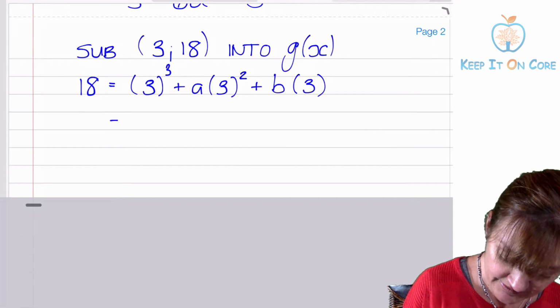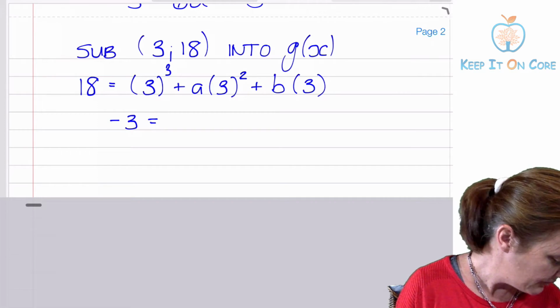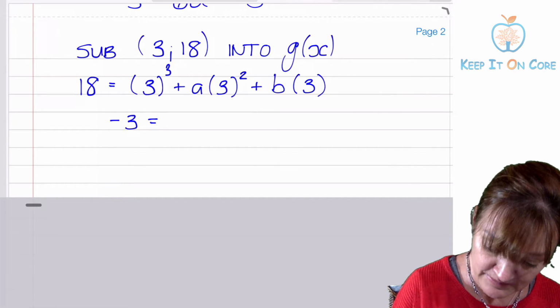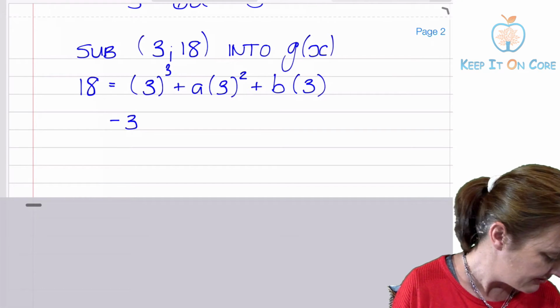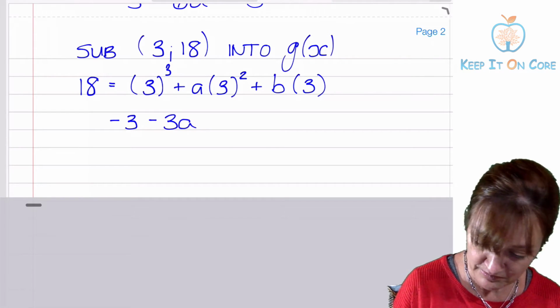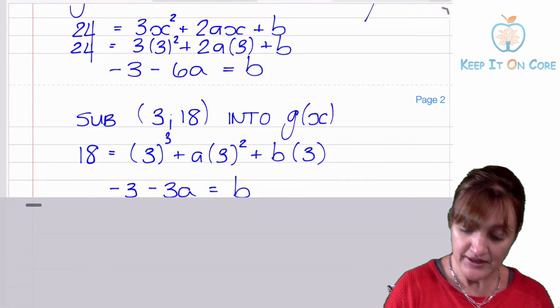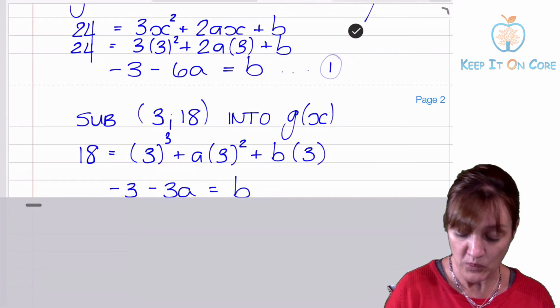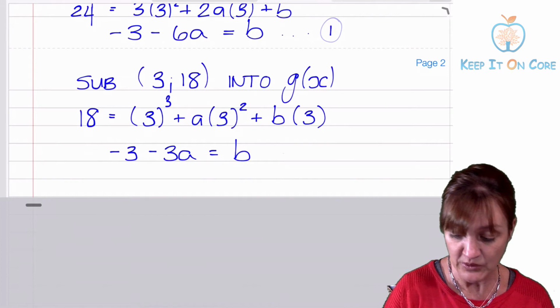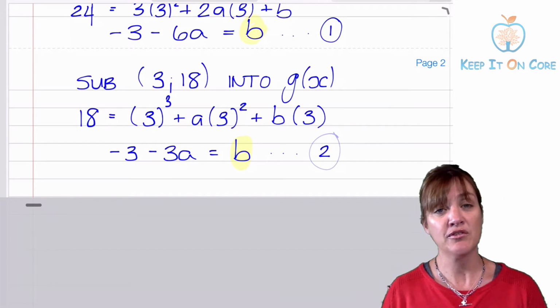I'm going to just go straight to the answer. It's negative 3 equals, in fact, no, let's keep b as the subject of the equation. So it's negative 3 minus 3a equals b. So we've now created an equation 1 and an equation 2. Both of them are in terms of b. They've both been made equal to b.